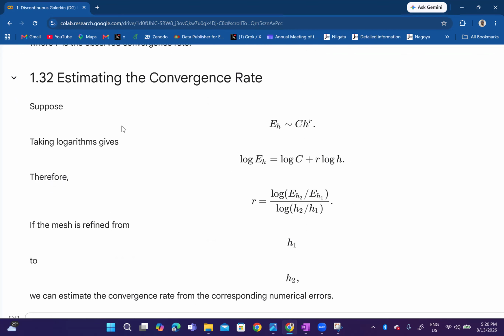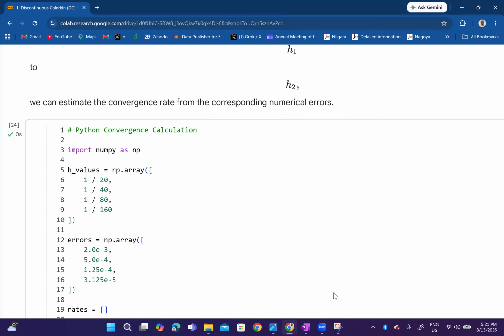Suppose E_h is approximately C h^r. Taking logarithms gives log E_h equals log C plus r log h. Therefore r now is log of E_h2 over E_h1, then everything over log of h2 over h1, if the mesh is refined from h1 to h2. So we can estimate the convergence rate from the corresponding numerical errors, and this is us doing that.